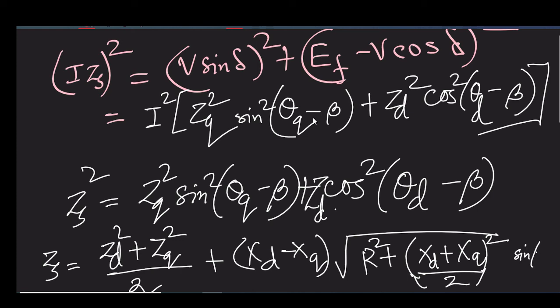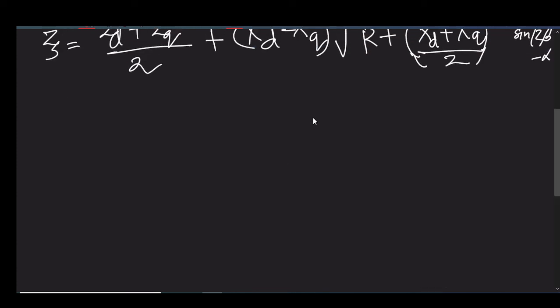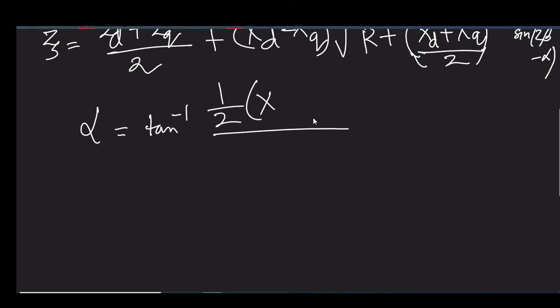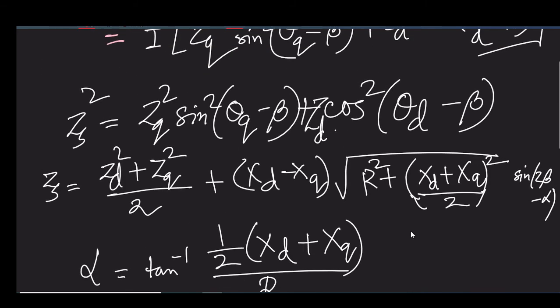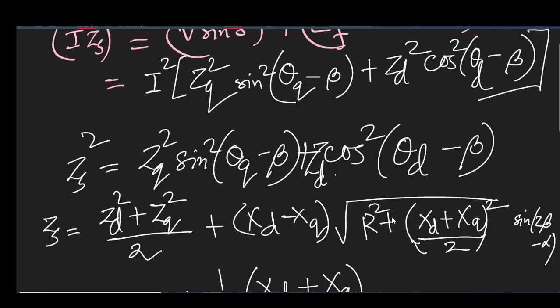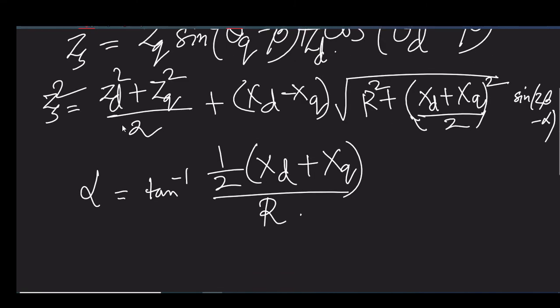2 beta minus alpha, where alpha is equal to tan inverse half xt plus xq by r. So what you will get by doing so much mumbo jumbo is that you will get the minimum and maximum value of your z square.